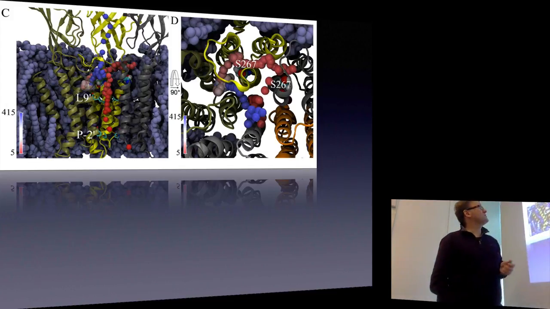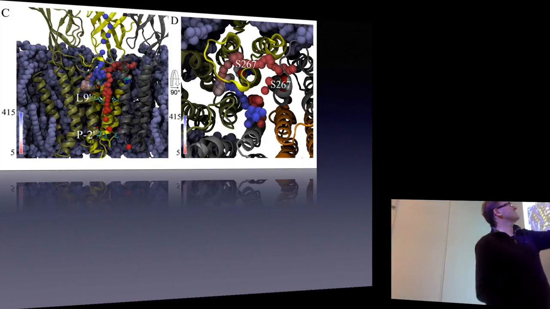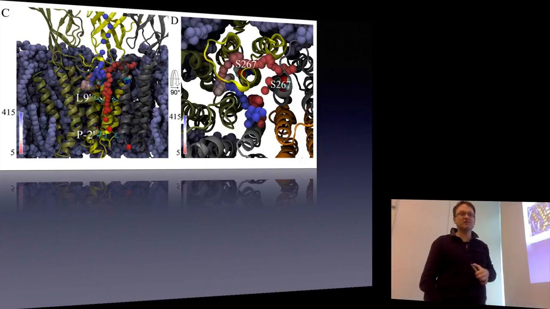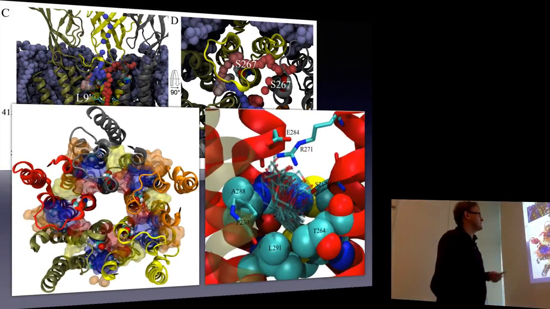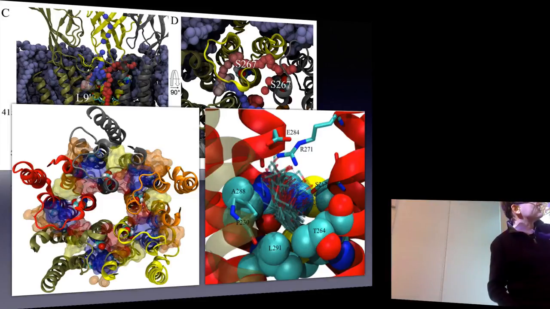We were very happy with this binding site because it was right next to some functionally very important residues. We published this, and we were super happy that we had identified these blue binding sites in particular. We showed that they interacted perfectly with the serine-267 residue in particular, which was so important. If you knock out that residue, it's no longer going to bind ethanol.